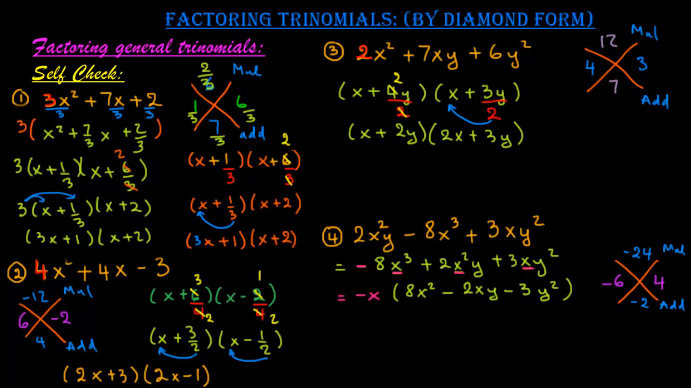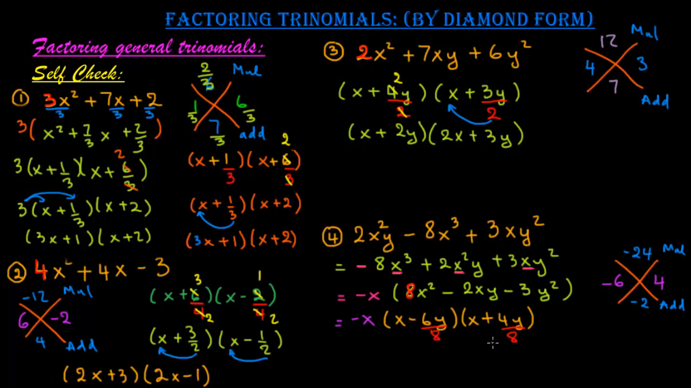Then let's rewrite this problem. So we have negative x. The answer will look like this. So it should be x minus 6y times x plus 4y. Okay. And we have to divide by the leading coefficient. In this case, the leading coefficient is 8. We divide by 8 on both terms.